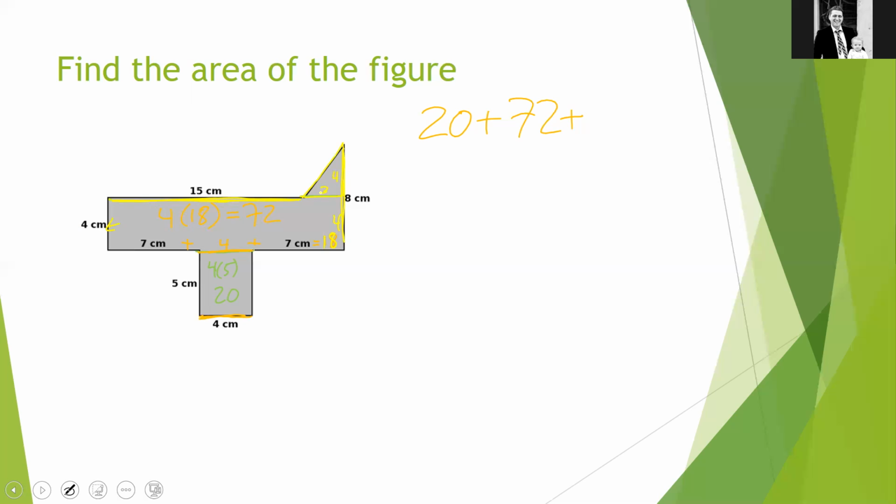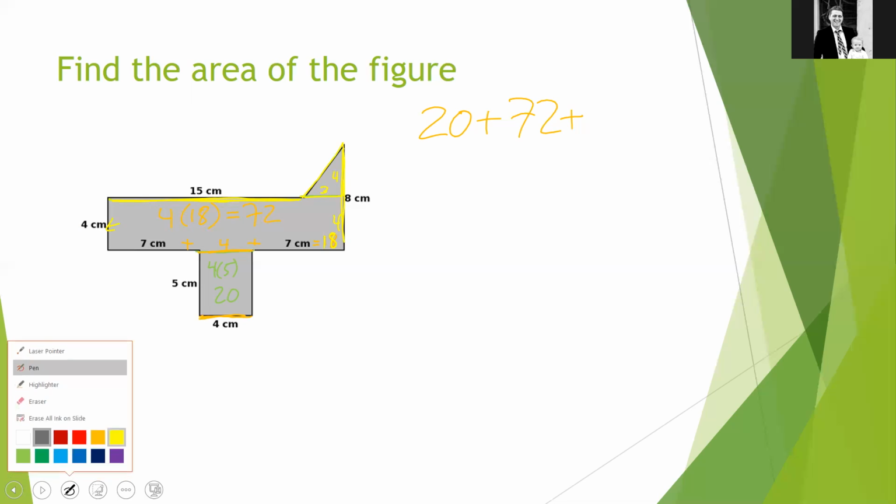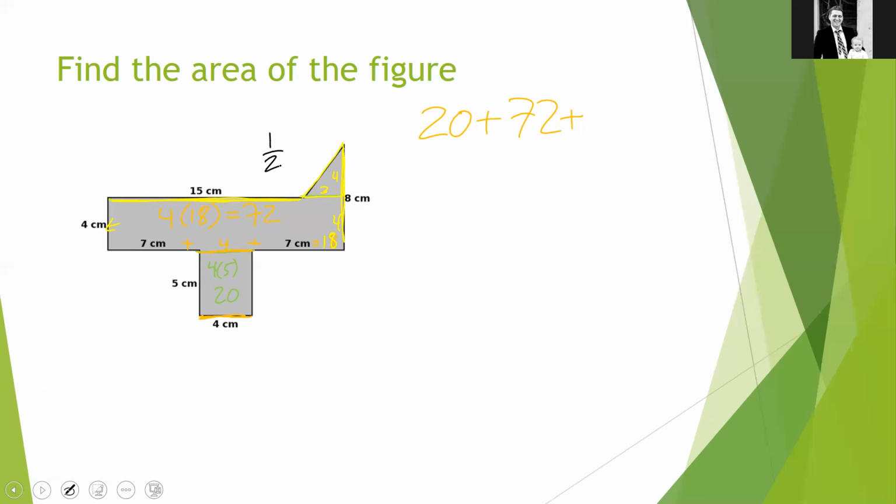Now I can do 1/2 base times height. So 1/2, I don't have space inside my triangle to write this. 1/2 base, which is 3, times height, which is 4, which is 6. So I have an area inside my triangle of 6. I can now add all those up. 20 plus 72 plus 6 is 98. And in this case, we're dealing with centimeters squared.